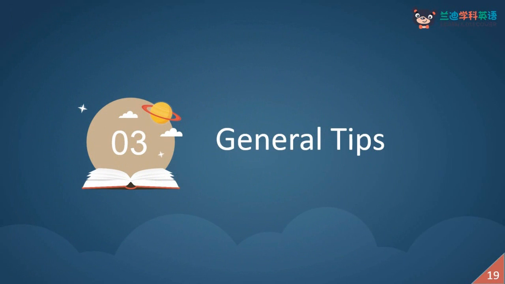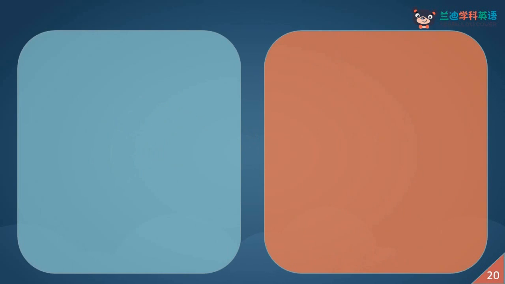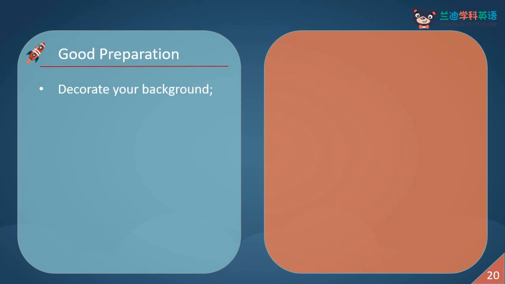Now let's talk about a few ways to make teaching online more interesting for your students. Good preparation. Number 1. Decorate your background. Before you start teaching, you can decorate your background with pictures, stickers, or alphabet letters. While this is not mandatory, it is a great way to create an interesting and fun teaching environment for our students.